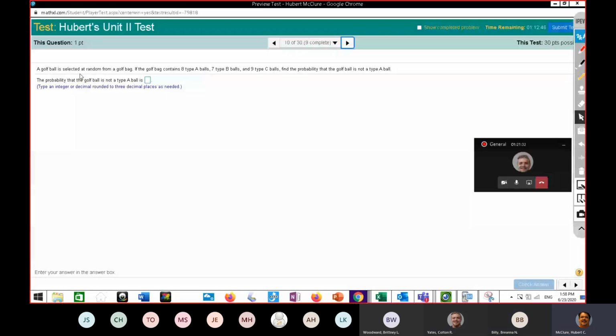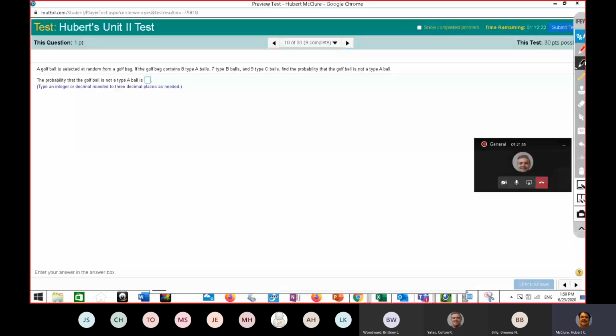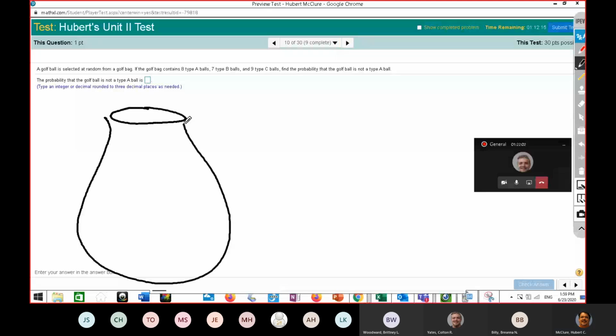A golf ball is selected at random from a golf bag. This is the marble bag. So we're going to take our handy dandy stylus and we're going to draw a bag. And we've got, oh, I hate when they do this, 8 A's, 7 B's, and 9 C's.